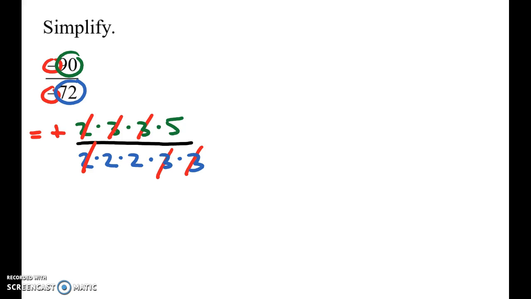Multiply the remaining factors in the numerator. Here we only have a 5. Next, multiply the remaining factors in the denominator. 2 times 2 equals 4. Here we have our final answer, 5/4.